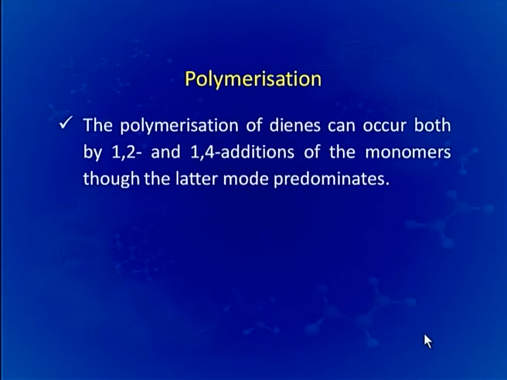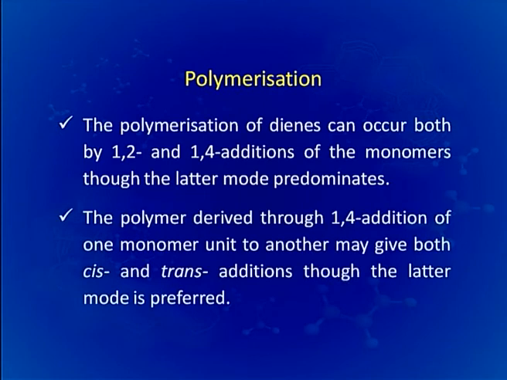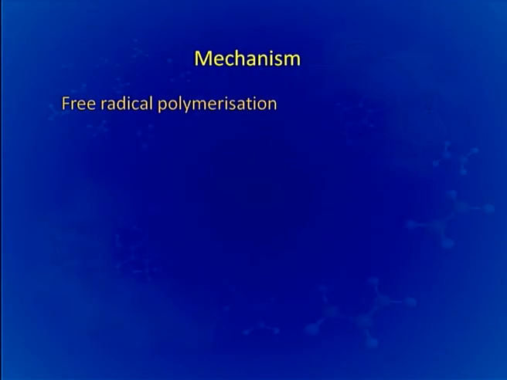Polymerization of dienes can occur both by 1,2 and 1,4 addition, but mostly 1,4 addition dominates. Again, in the 1,4 addition there are two possibilities. We can get cis addition or we can get trans addition, but again the latter mode is the preferred one. The mechanism of this reaction we can now understand.